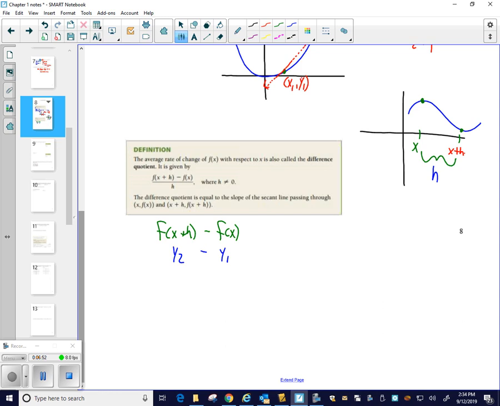And then, like I said, this h value represents the difference between the two x's. So it's really like x2 minus x1. We just call it h instead of writing out the x2 minus x1. So it really is the same idea as what we were doing. It's just a slightly different form.